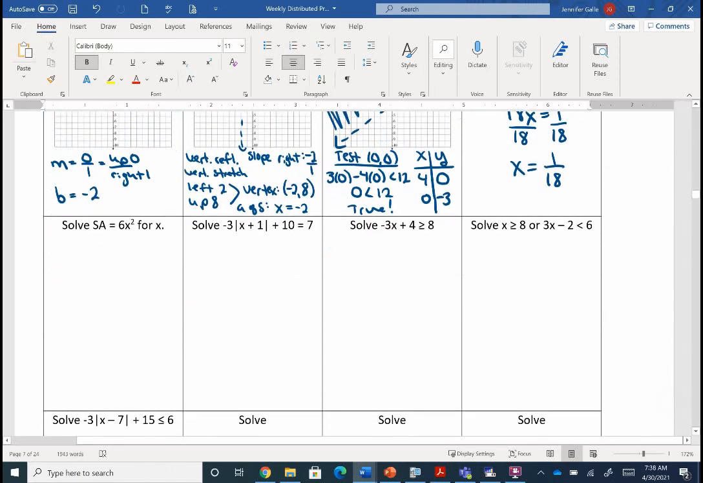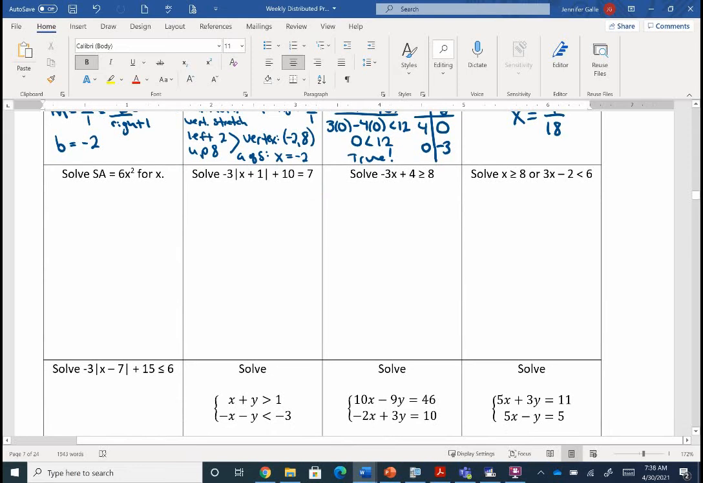All right, on to the second row we go. We want to solve that equation for x. That's the surface area of a cube. And I want to solve for x. So in order to do that, the first thing I need to move is the 6 that's in front of it. To undo multiplying by 6, we divide by 6. On the left side, I just have SA divided by 6. Then over on the right, we have x squared.